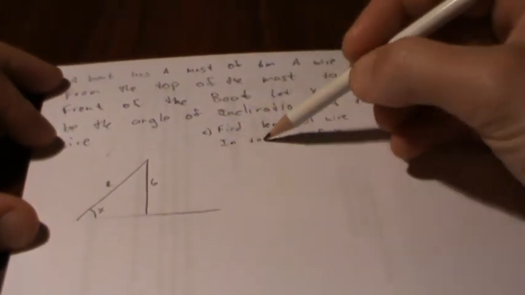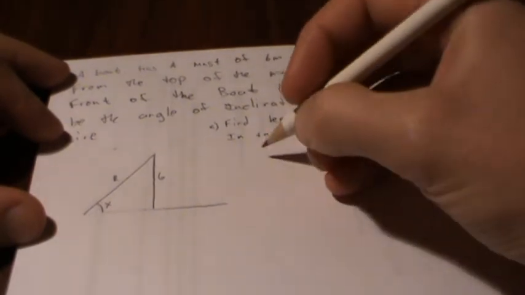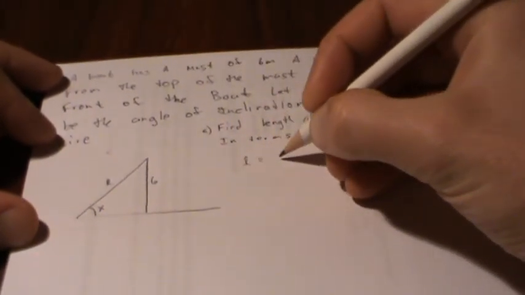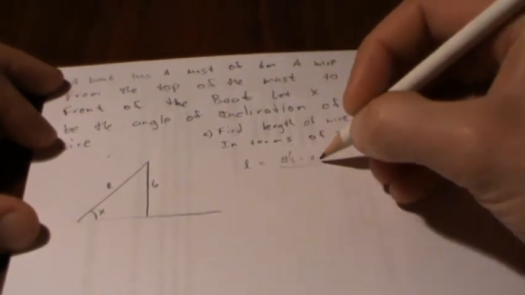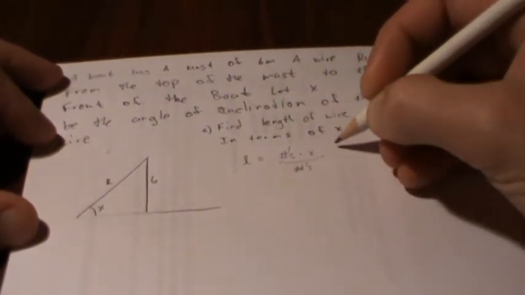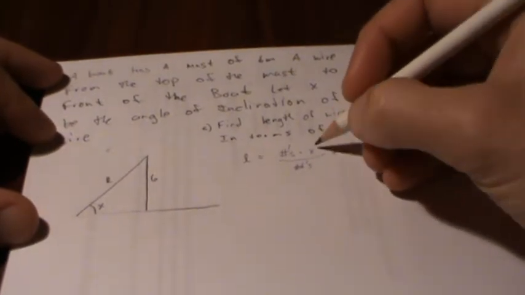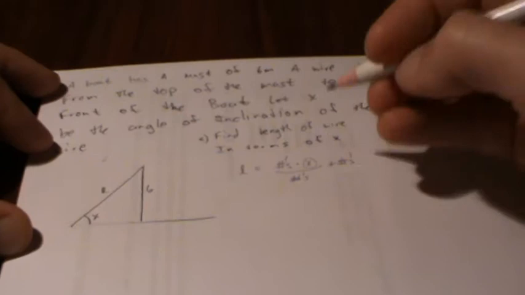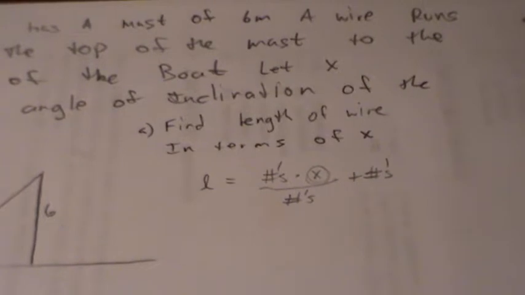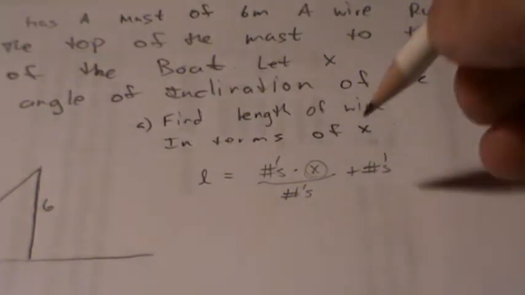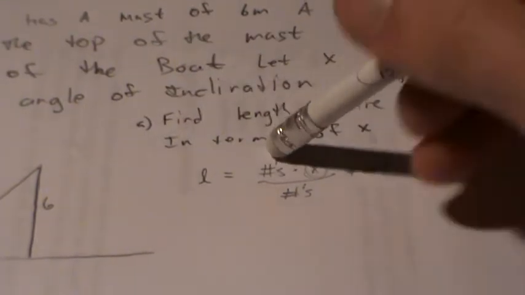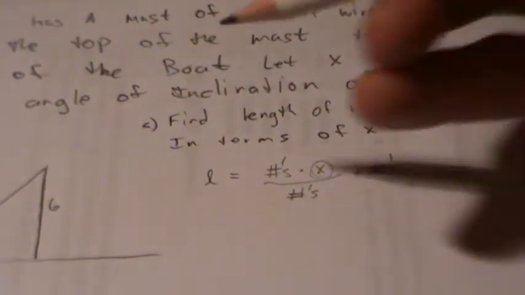Remember, when something says in terms of x, then your equation is going to look like L is equal to some numbers times x, or divided by x, or plus, or sorry, divided by some numbers. But the variable in your equation is going to be x. So in terms of x means that L needs to be equal to x and some other stuff. This is just an example here.